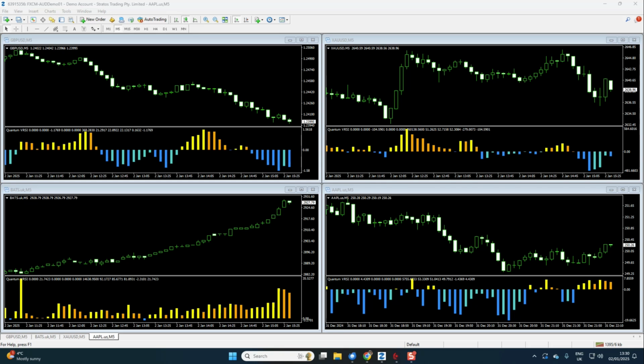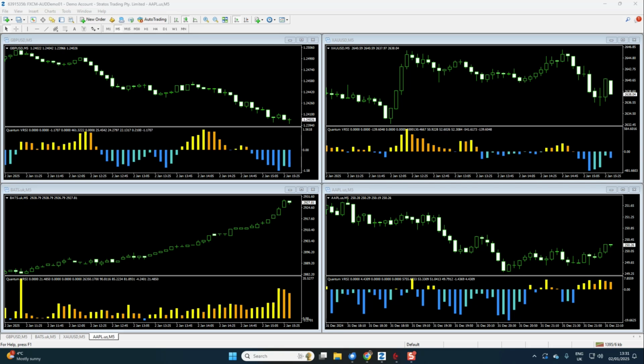That's on 5 minute. And to demonstrate that the indicator can be applied to really any instrument in any market in any time frame, I've just chosen 4 here. We're on 5 minute time frame. Top left, I've got cable, so we've got a currency there. Top right, I've got gold. Bottom left is a UK stock, and bottom right is a US stock.